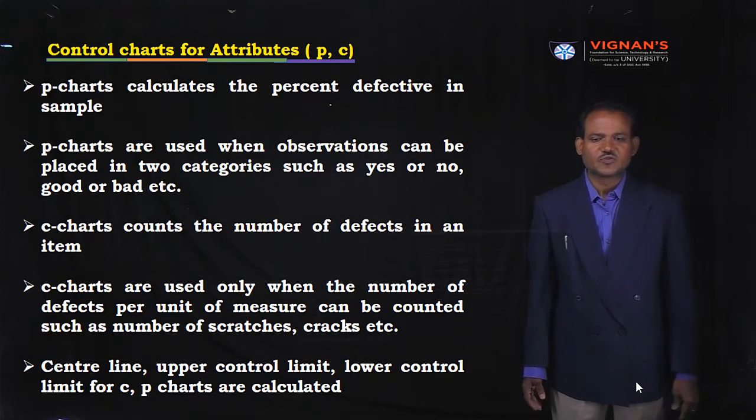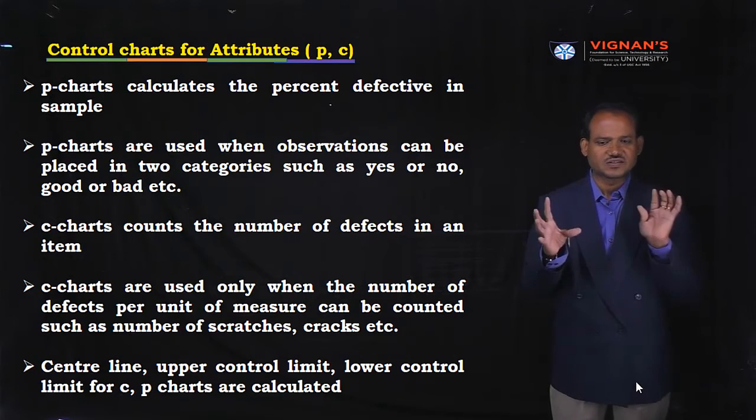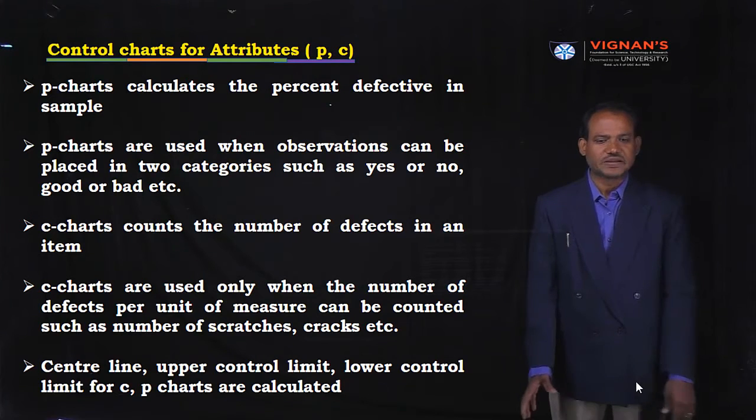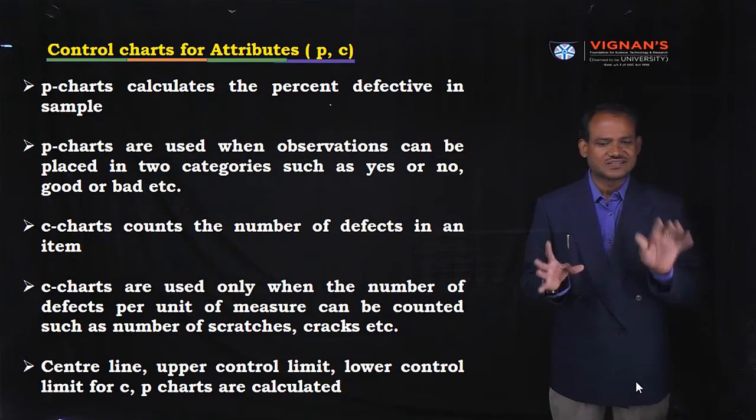Next, coming to the fourth point, C charts are used only when the number of defects per unit of measure can be counted, such as the number of scratches, cracks, etc.